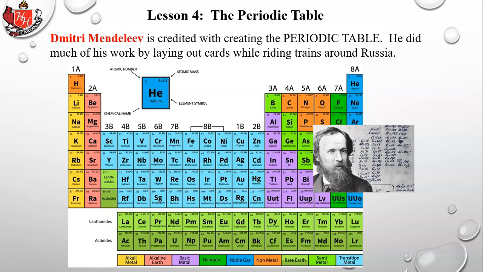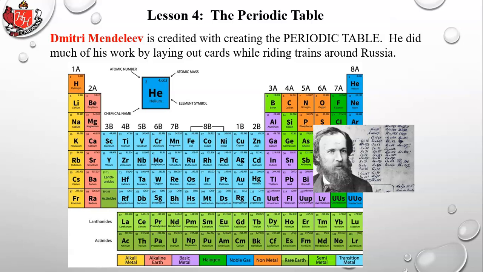So if you look at the leftmost column, except for hydrogen, which is really kind of unusually placed, lithium, Li, sodium, Na, potassium, K, all have some common features. And so he put things that have common features in the same column, and then things in the same row have something in common as well. So that gives the periodic table this shape, and that's how Mendeleev was able to kind of lay these elements out.